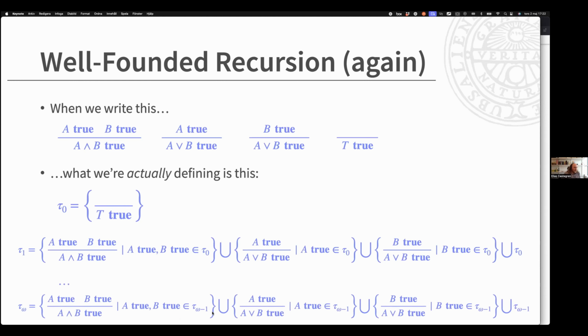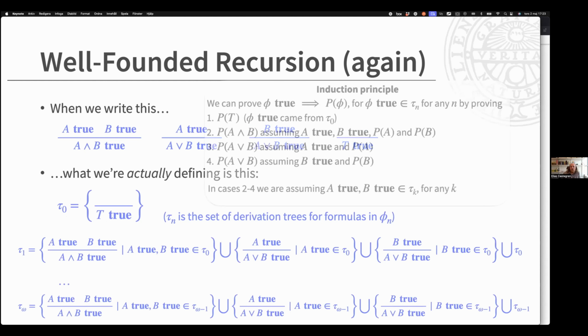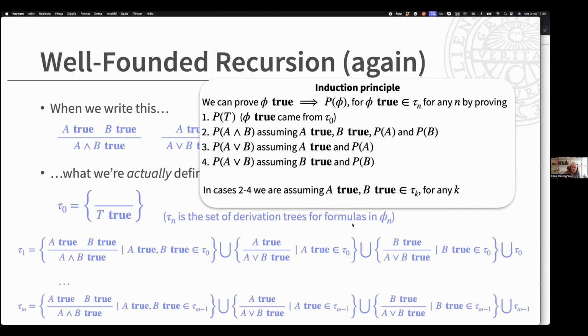And if we want to give some intuition for what this index means, I would say that tau n is the set of derivation trees for formulas in phi n. So phi 0 contained true and false, and the only one of those that is true is T. So that thing is in tau 0, and so on. Using the same motivation, this gives us an induction principle.